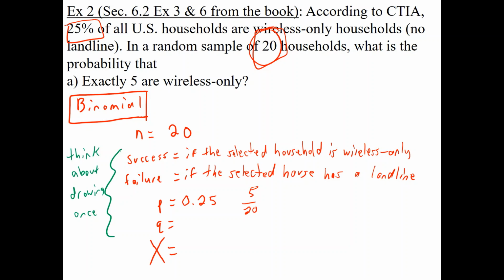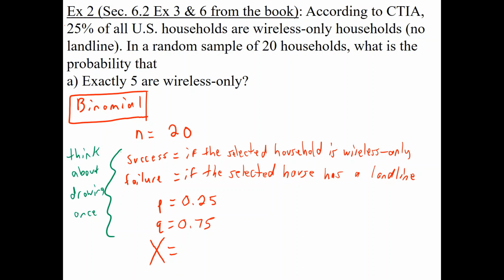Okay, so let's go ahead and erase this. Okay, well then if that's the probability of selecting a wireless only household, when you select 1, what's the probability of not selecting a wireless only household? It's got to be 0.75 because remember they have to add to 1. So P is 25%, Q's got to be 75%, so they add to 100%. I wrote them as decimals, so they have to add to 1 when you write them as decimals.